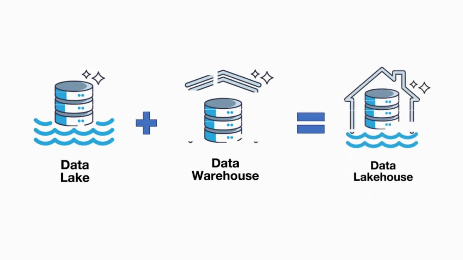Third, we have a combination of data lake and data warehouse: the data lakehouse. Now the lakehouse is a magic hybrid. It stores both raw and structured data in one place. So you get the flexibility of a data lake plus the performance of a data warehouse. In Microsoft Fabric and Databricks, you can run BI dashboards and machine learning workloads all in one platform.